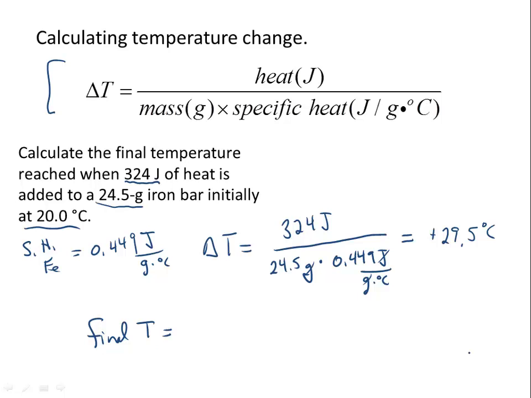The final temperature, therefore, is going to equal, this is a little hard to think about sometimes, so what you should do is make a little number line where you're starting at 20 degrees, and you know you're going up by 29.5 degrees, so our final temperature must be 49.5 degrees. That is 20 plus the 29.5. So that's our final temperature we'd have for iron. It's just that easy.